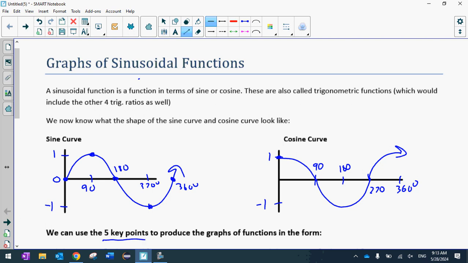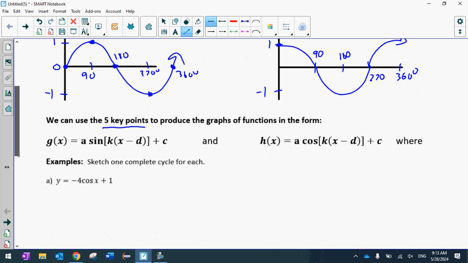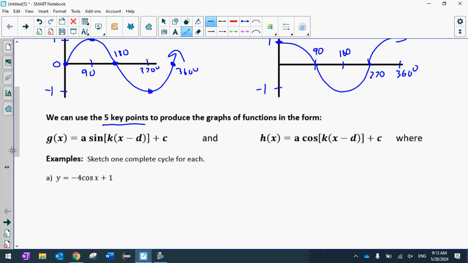So now the idea is we can graph any sinusoidal function we want if they're in our special form that we already talked about at the beginning of the year, okay? Using what people actually call the 5-point method of graphing. All right, so sine or cosine could be our base graph, and we have A, K, D, and C. Do you remember what the A value does to a function? In words.